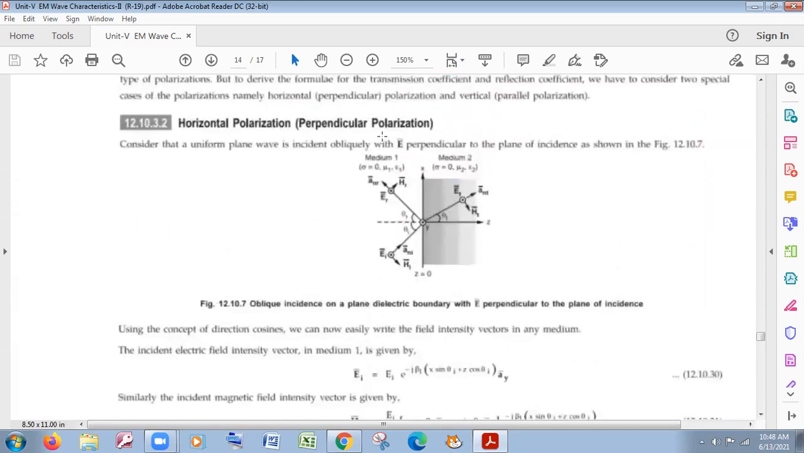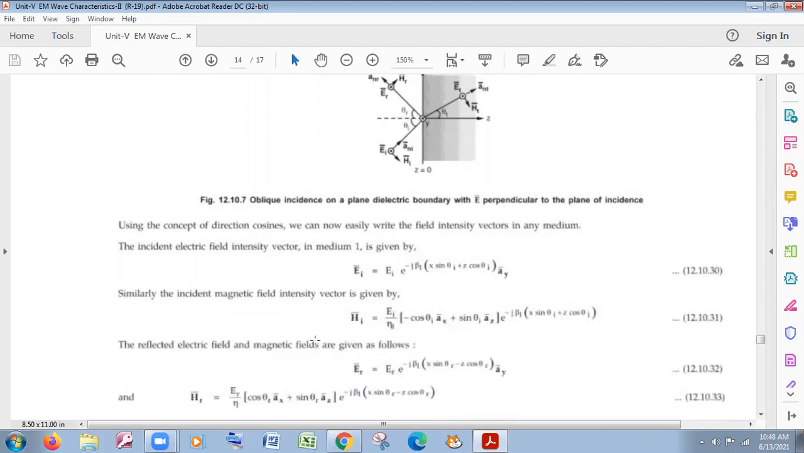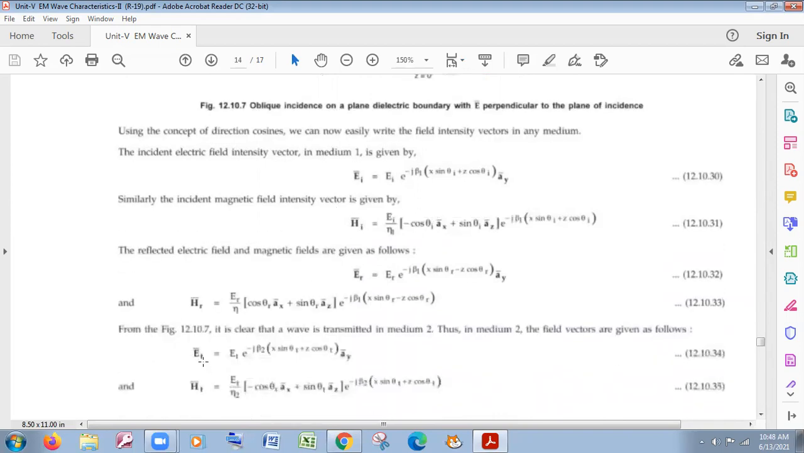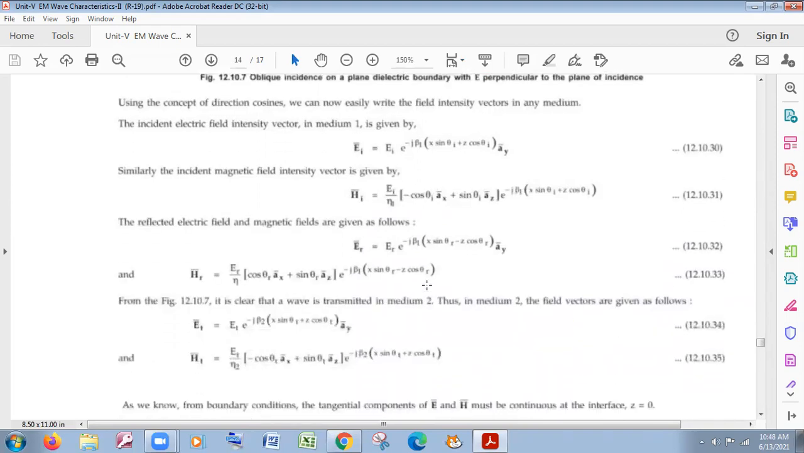So in horizontal or perpendicular polarization, the uniform plane wave is incident obliquely with E bar perpendicular to the plane of incidence. Then we can call it horizontal polarization. Both the mediums are dielectric, and the beam is incident on the plane dielectric boundary. In this, we derive the EI bar, HI bar, ER, HR, and ET, HT.